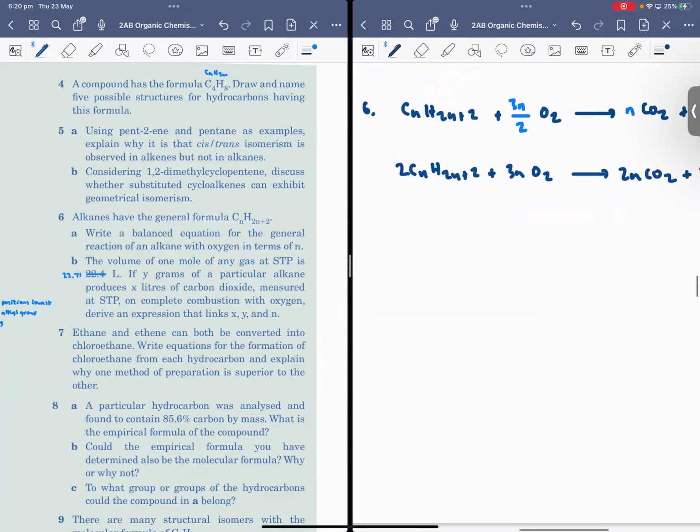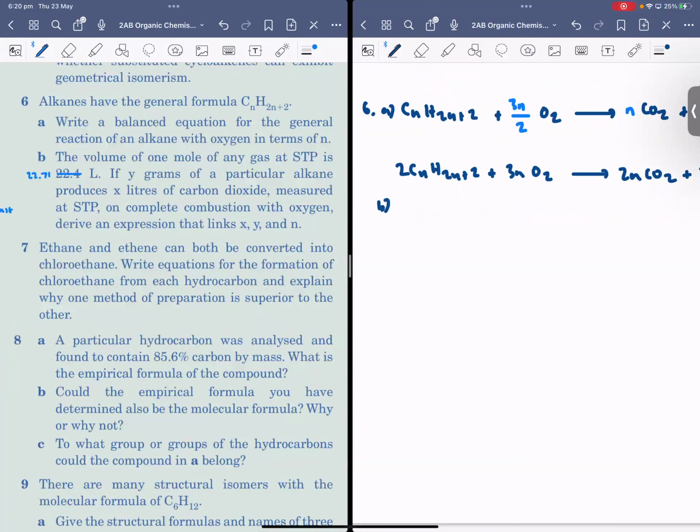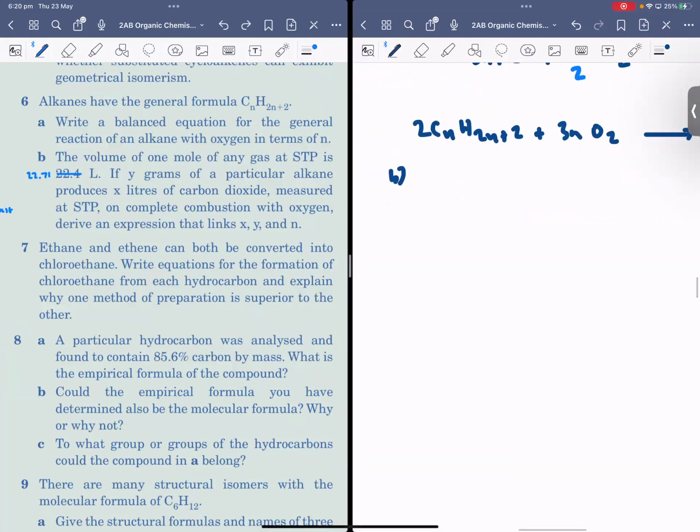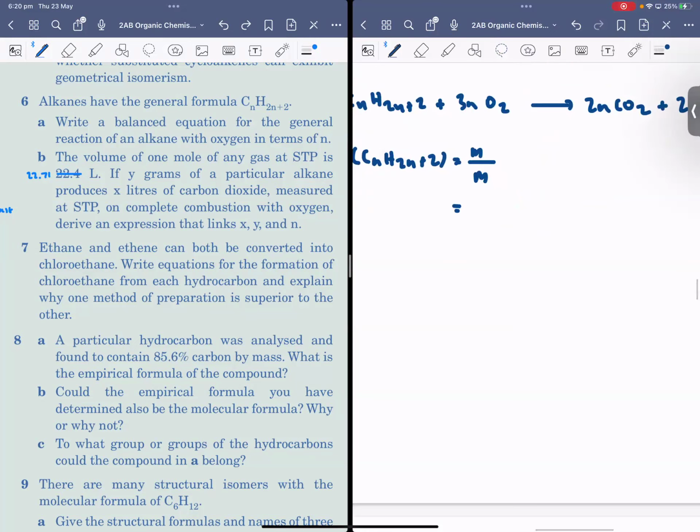If Y grams of a particular alkane produces X liters of carbon dioxide, you're not going to get a question like this, but anyway, we'll still do it. So guys, how many grams of the particular alkane is there? Y grams. So what's your number of moles of alkane? What is your moles of CnH2n+2? Mass divided by molar mass. What is the mass? It even tells you guys. Y grams of alkane. And what's the molar mass?